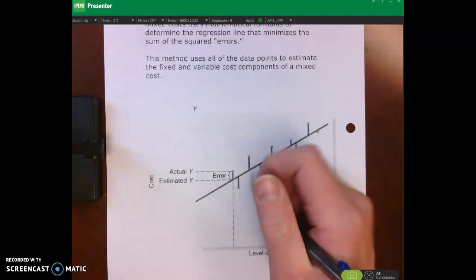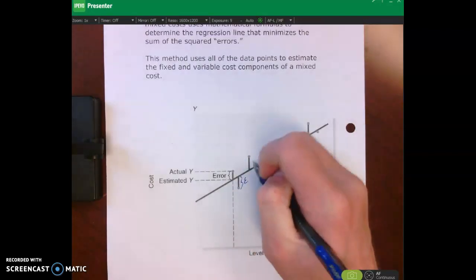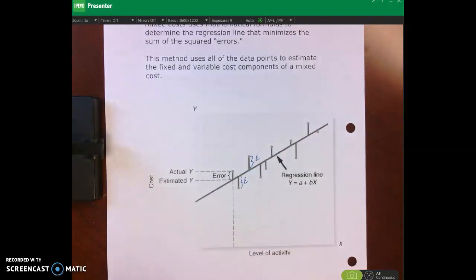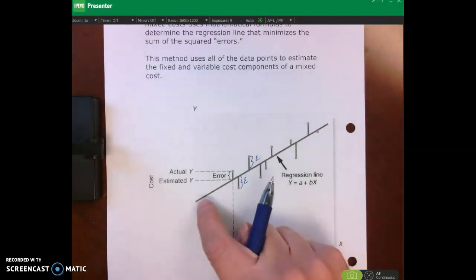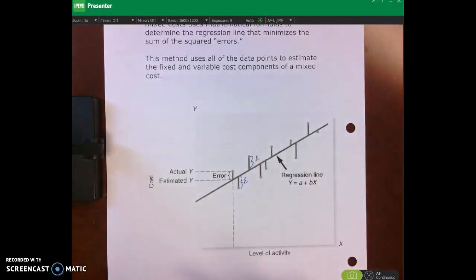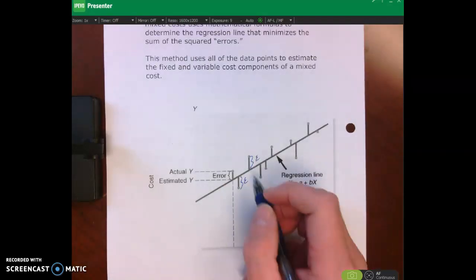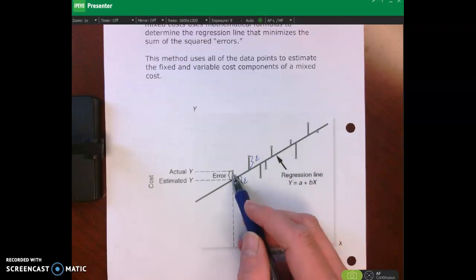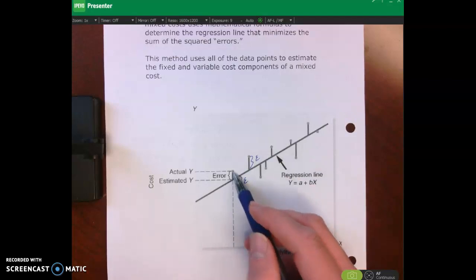See how we have an error right there? This is another error. This is another error. So what we want to do is find the line that minimizes all these errors. Okay? So we can find that line that minimizes the sum of all these errors.